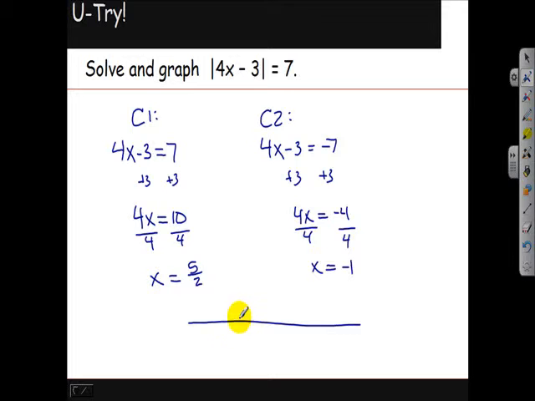So I draw my number line, put on my negative 1, put on my 5/2. I should say I have 5/2 and I have negative 1. Put on my 5/2, and I need to go ahead and put closed dots here because x can equal these two values. There are no greater than or less than symbols, so there are no arrows in my graph.